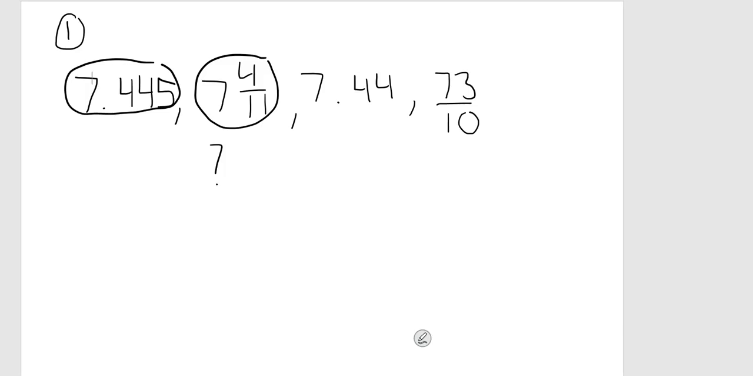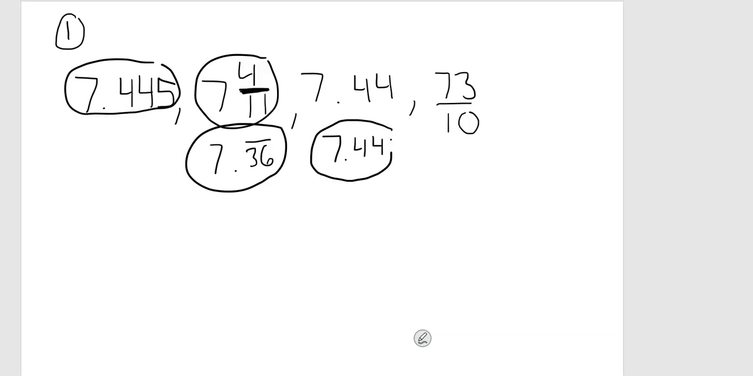So we have our whole number part 7, and then to change 4/11ths into a decimal, remember that a fraction is really just a division problem. And if we want to change this into a decimal, we do the division. So 4 divided by 11. You put the 4 in the calculator first, divided by 11, and you get 0.3636 repeating. Okay, so 7 and 4/11ths as a decimal is 7.36 repeating. Okay, and then we have 7.44. This one is already written as a decimal.